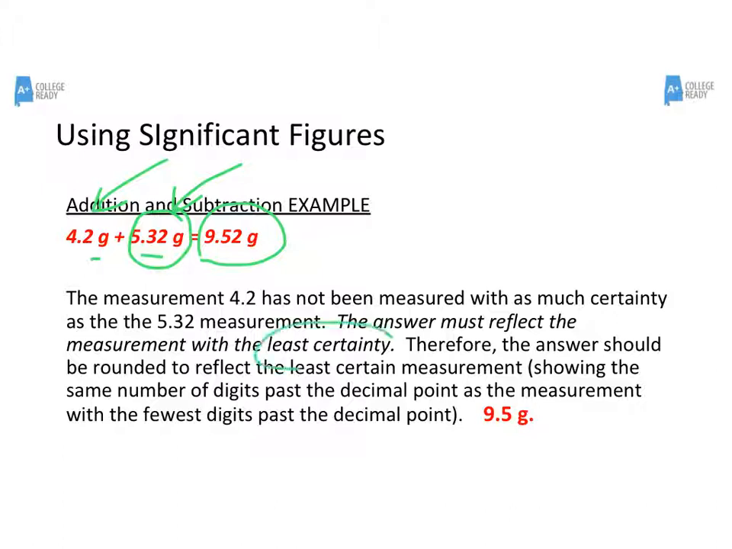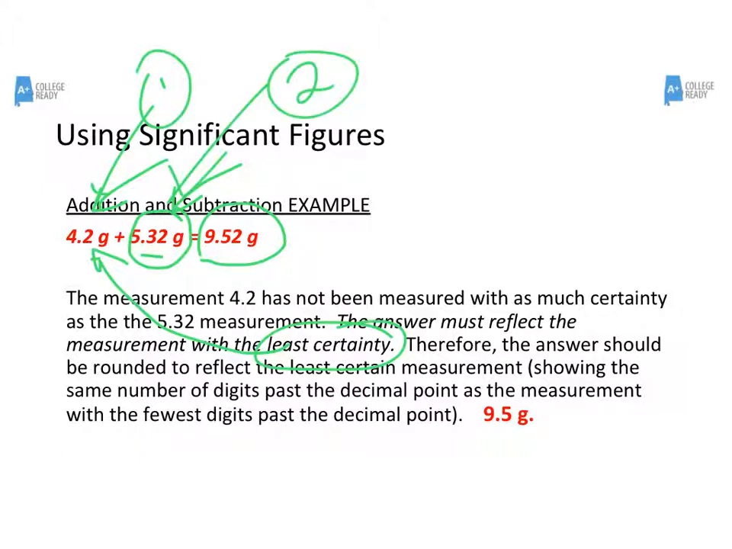The answer must reflect the measurement with the least certainty. The measurement with the least certainty is this 4.2 measurement. Therefore, the answer should be rounded to reflect the least certain measurement, showing the same number of digits past the decimal point as the measurement with the fewest digits past the decimal point. 4.2 has 1 digit past the decimal point. 5.32 has 2. This is the less certain measurement. Therefore, your answer should reflect that.